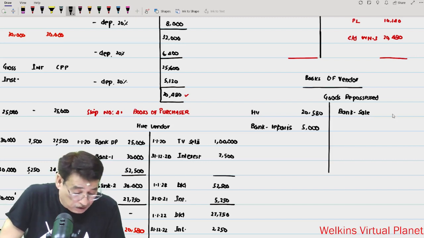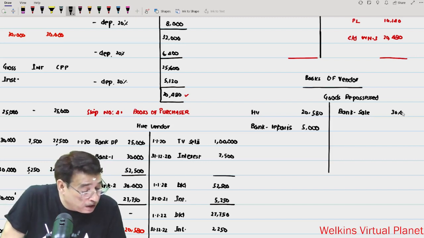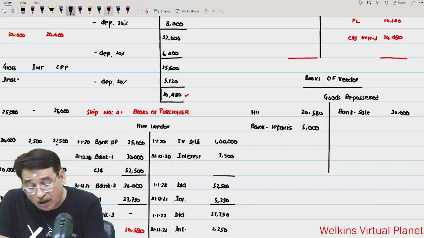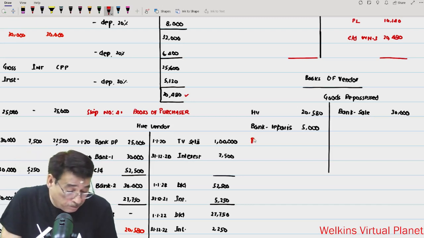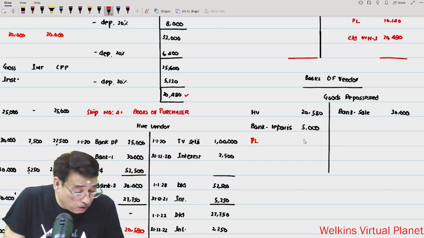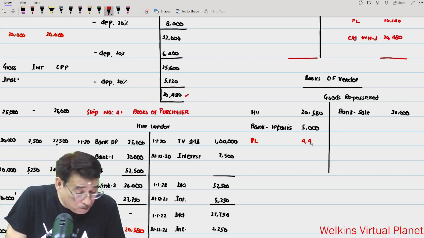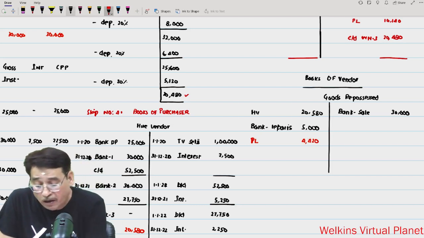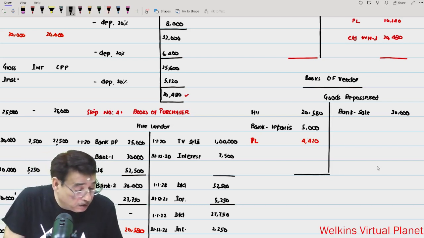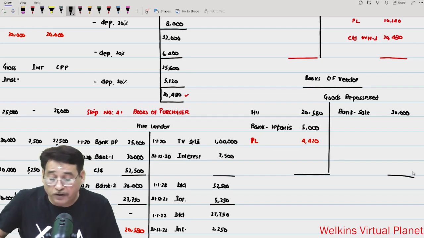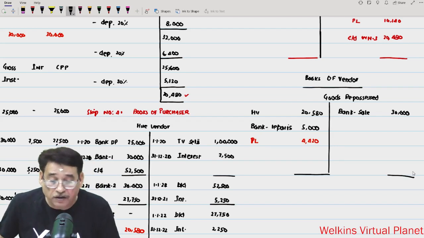For rupees 30,000, and that is why there will be a gain in this particular case. Profit and loss account 4420. So this is how you are going to prepare the accounts under partial repossession. Is it clear to you or not?